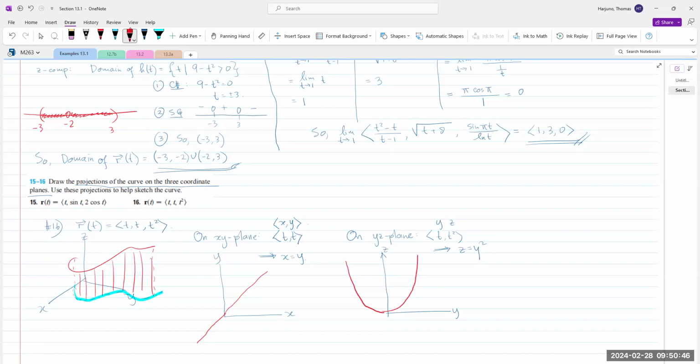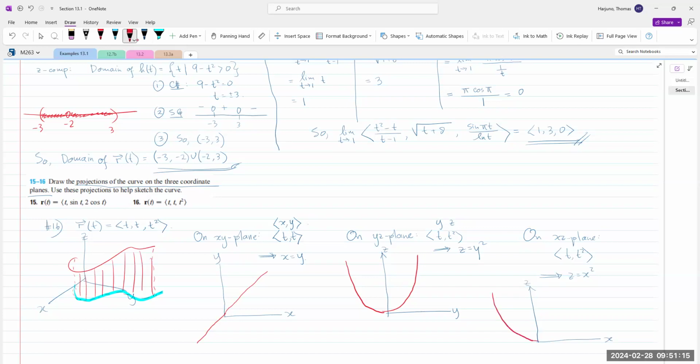Okay, and then the third one on the XZ plane, we have the same thing, which means z equals x squared. So when we sketch the graph, if this is X and this is Z, it will still look like this.